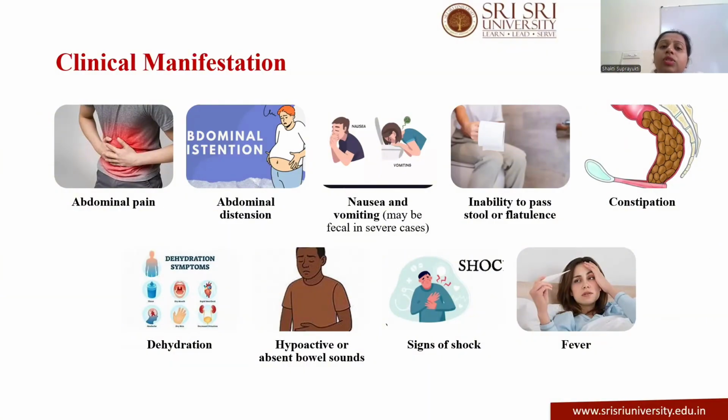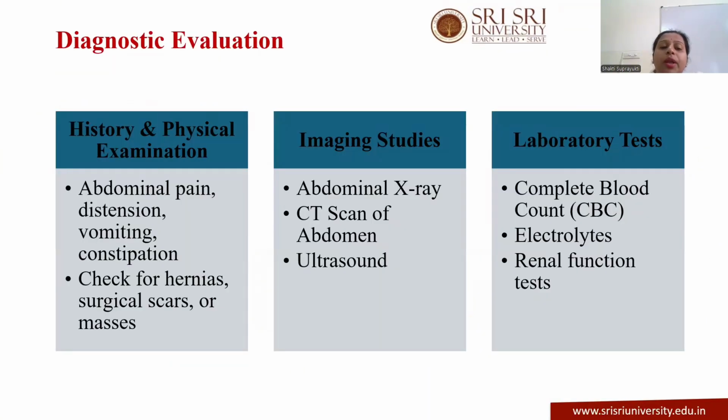Then after that, to check the diagnostic evaluation, mainly history collection and physical examination. In history collection and physical examination, we check for abdominal pain, distension, whether any vomiting occurs or not, constipation, and check for hernias, whether any surgical scar or masses are present or not.